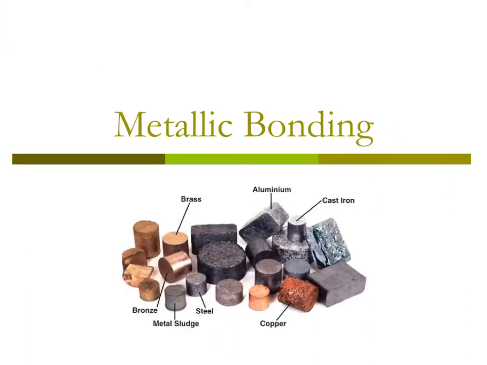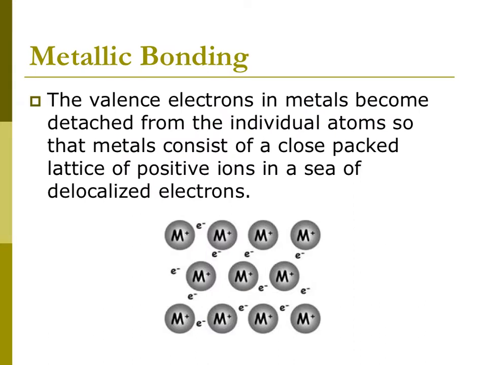Let's move on to metallic bonding. In metallic bonding, the valence electrons of each metal atom become completely detached, and so then you have a sea of delocalized electrons. Now the metal nucleus has a positive charge, and the electrons are floating around the outside of the metal nucleus. This is often called the electron sea model, where all of the valence electrons as a whole are free to flow throughout the metal.